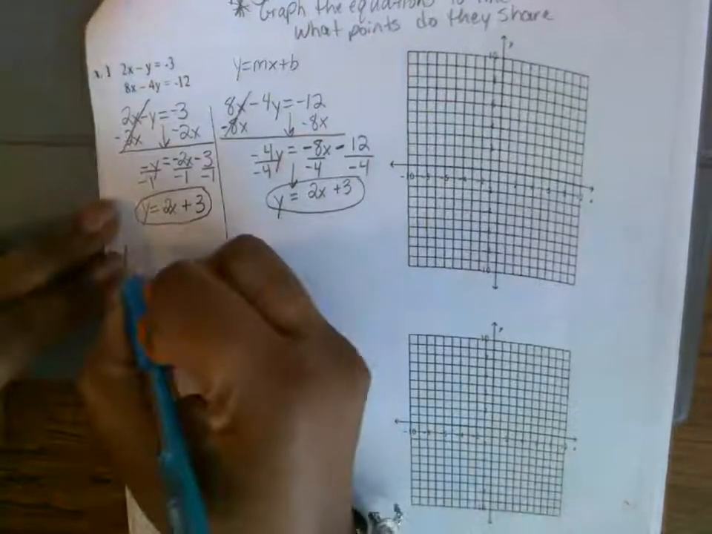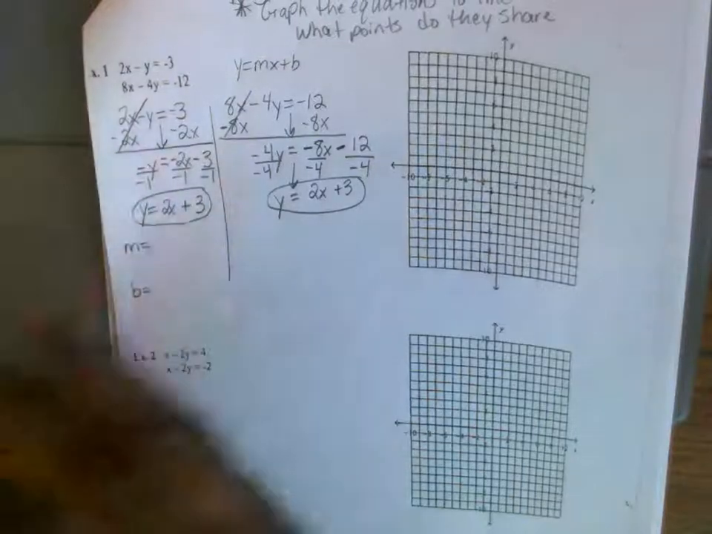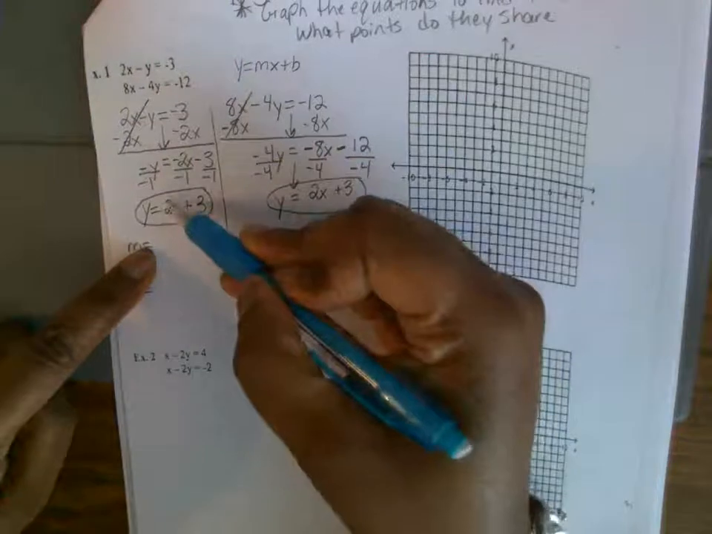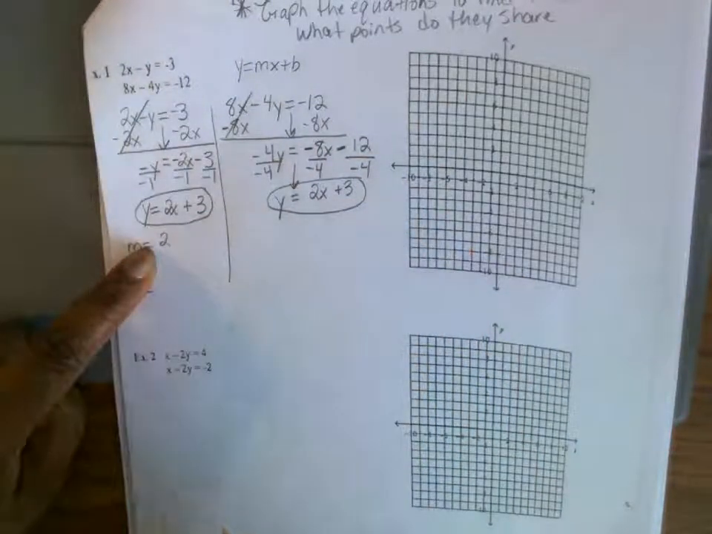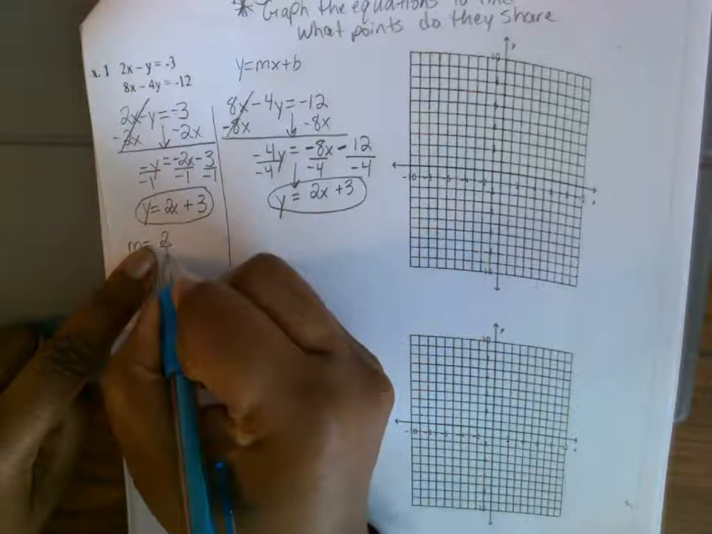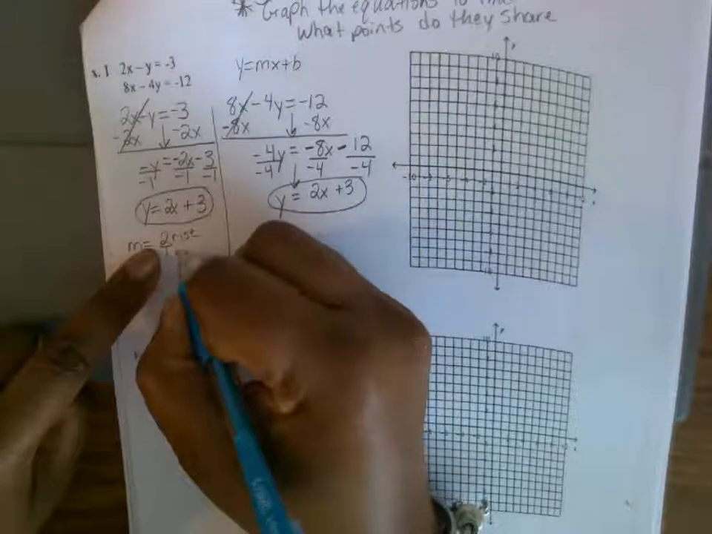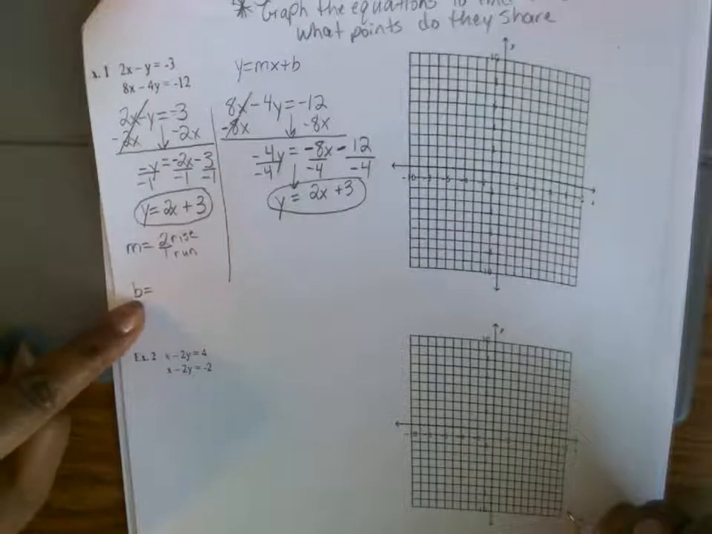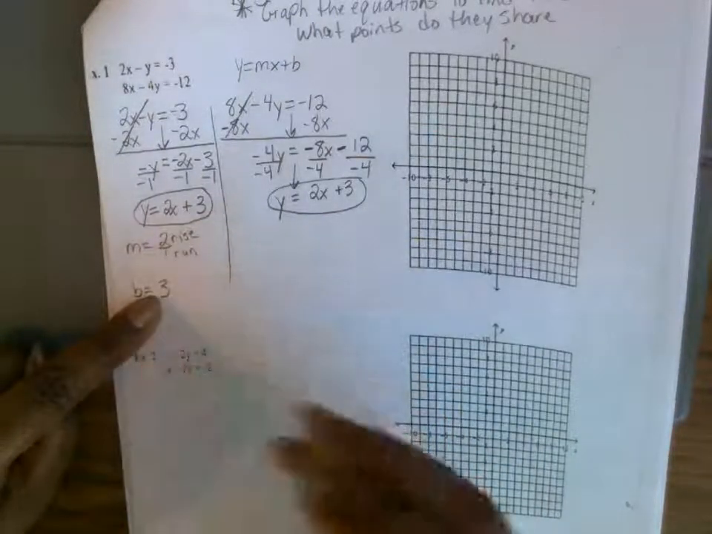Label your M. Label your B. And all of this part was a review anyway. So M is going to be the number in front of X, which is 2. Remember that you have to write it as a fraction, so just put a 1 under it. And remember, that's because you have to have a rise over a run when you graph. B is going to be the number that has no variable attached to it, so that's a positive 3.